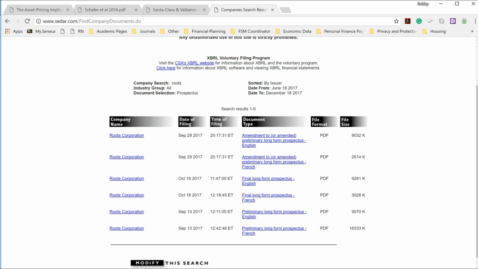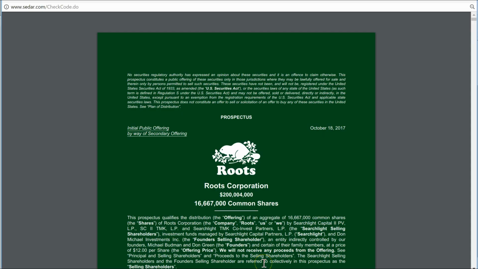You can see here that we have long form, short form, and amendments to these different prospectuses. So if we open up one of these long forms, and I've already done this just to make things a little bit quicker, here's the long form prospectus of Roots. And you're going to see here, this prospectus is dated October 18th, 2017. As we go through this prospectus, we can see that this is an IPO, and this is an IPO by way of secondary offering.